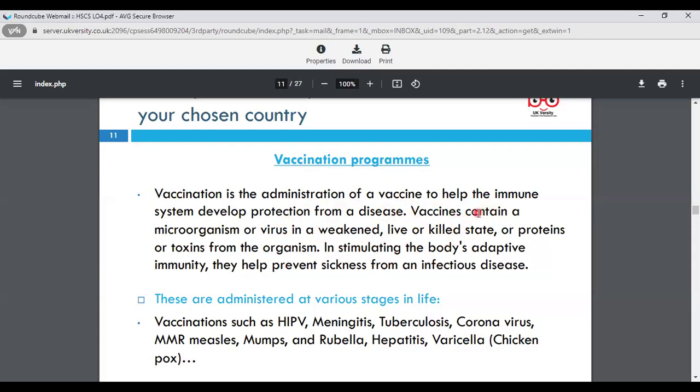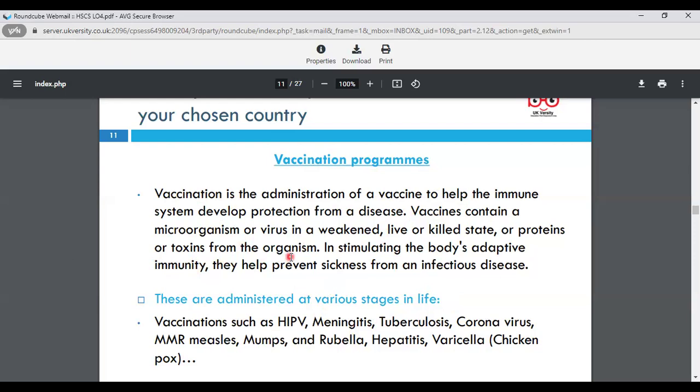So for influenza, for instance, the flu vaccine contains a live vaccine. That means the flu virus itself is there in that vaccine, but it's changed, it's weakened, it doesn't have the same properties, or it doesn't have the same impact on your body as it would if it was in a stronger state. You could have proteins or toxins also from an organism.